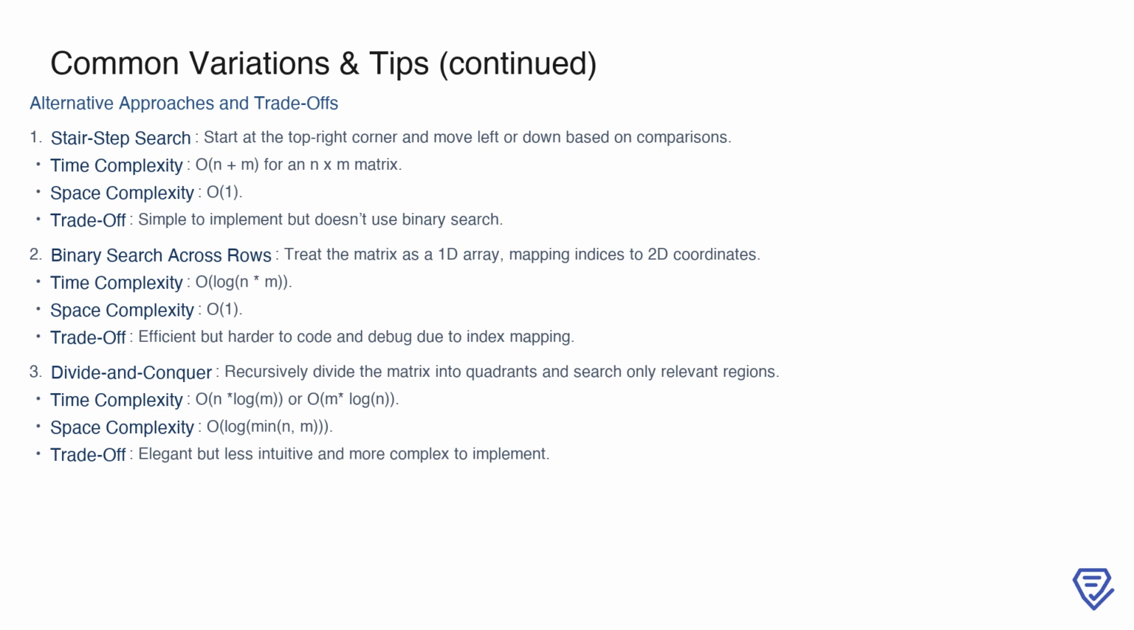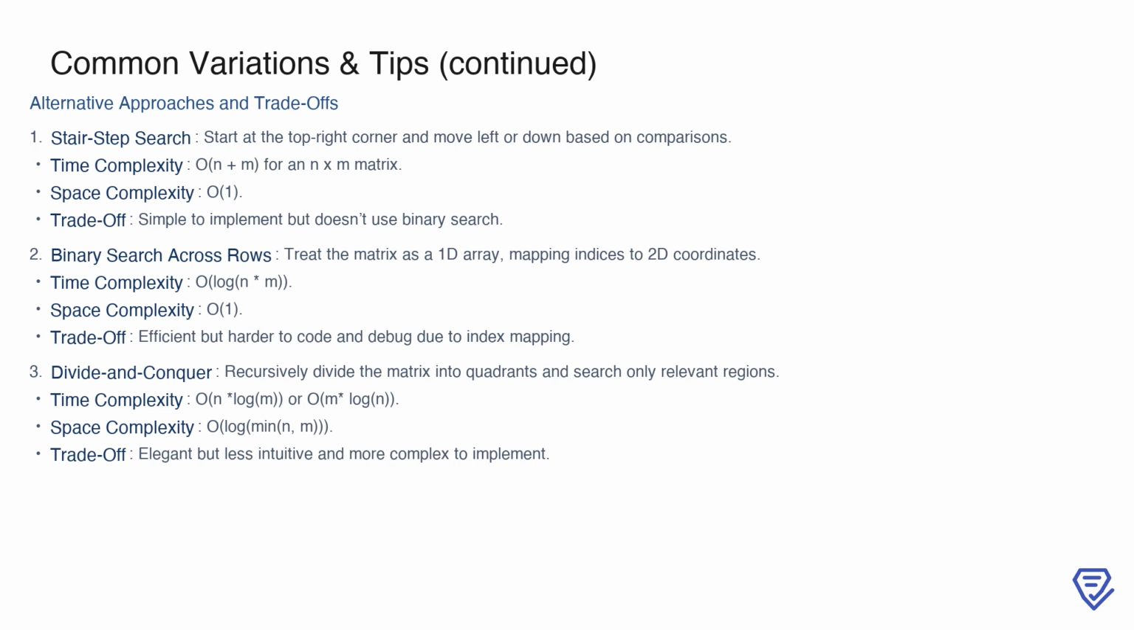Another approach is binary search across the matrix, treating it as a flattened 1D array and mapping indices back to 2D coordinates. This is highly efficient at O(log(n*m)) time and O(1) space, but it can be harder to implement and debug due to the complexity of index mapping.